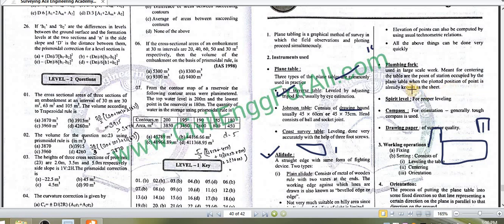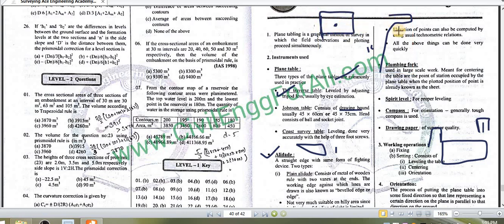meant for centering of the table at the point of the station occupied by the plane table when the plotted position of the point is already known on the sheet. So what you have to do, suppose this is your sheet. Okay, U fork looks like this. Okay, so suppose this is the point, so you need to mark this point on the ground, or if you have to mark the ground point on the sheet, you will have to do what? You will have to keep your fork on this point.